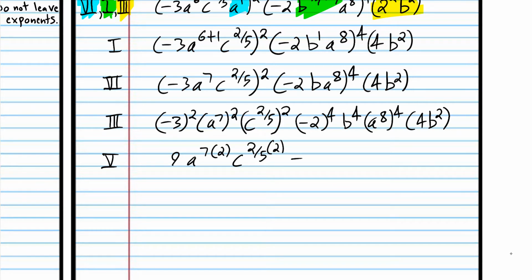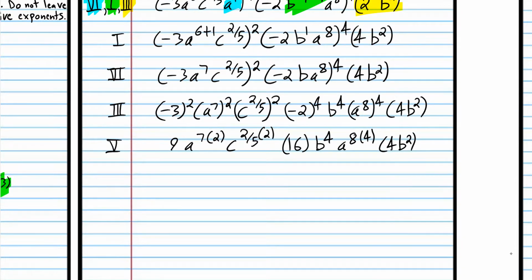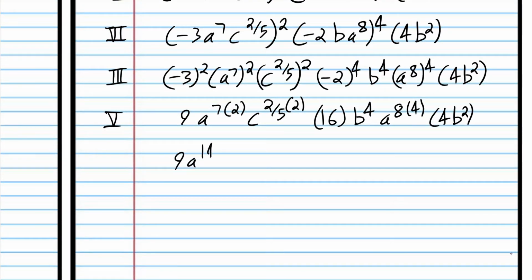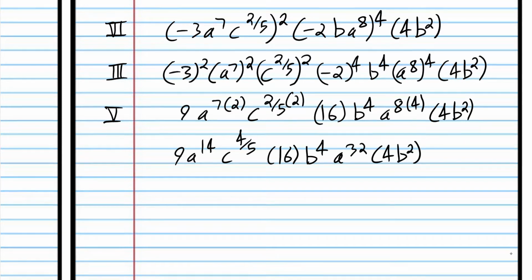Negative 2 to the 4th power, that's just going to be negative, actually positive 16. And we have a to the 8 times 4 power, and we'll just rewrite that for b squared. Okay, so we end up with 9a to the 14th, c to the 4/5, 16 b to the 4th, and a to the 32nd power times 4b squared.